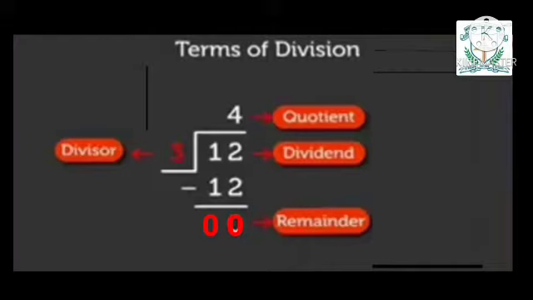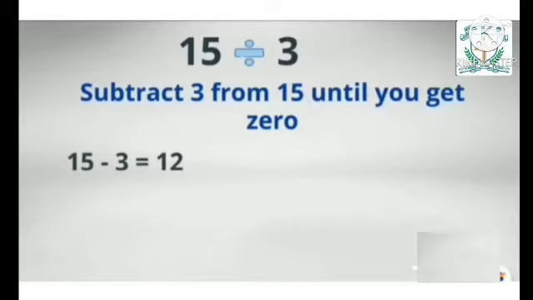Children, make note, here the remainder is always smaller than the divisor. Here 0 is the remainder and 3 is the divisor. So 0 is less than 3. Let us take up the next example. 15 divided by 3. Subtract 3 from 15 until you get 0.